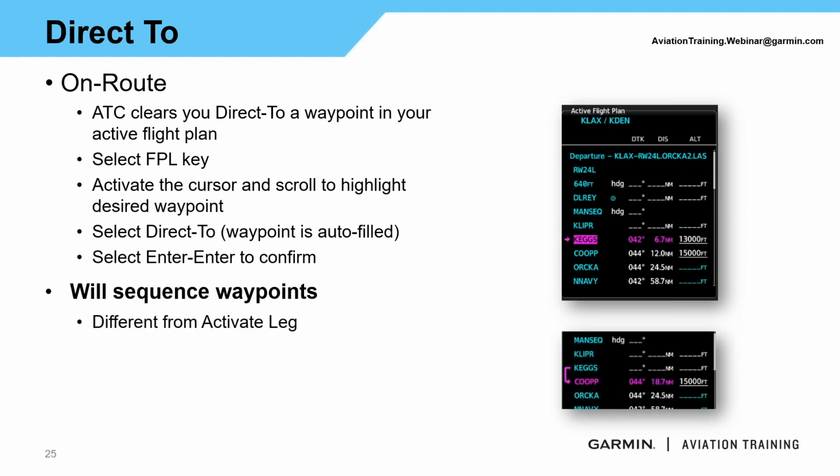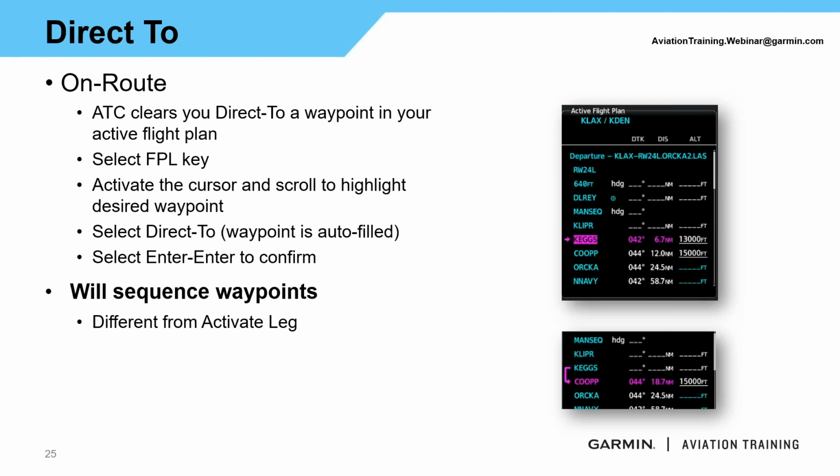Now, this could be one of two things. I could have activated COOP as the activated leg, or I got to KEGS and it just sequenced onto COOP because waypoint sequencing does occur with an on-route Direct To. I could, of course, make an off-route direct to an on-route direct to by simply putting that fix into the flight plan. I was already going direct to it. Now that is an on-route direct to, and it will sequence.